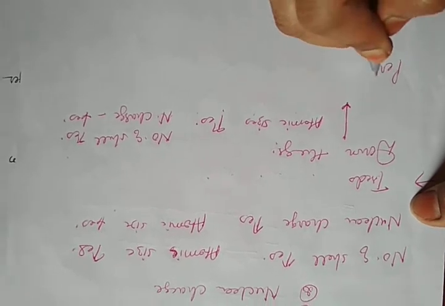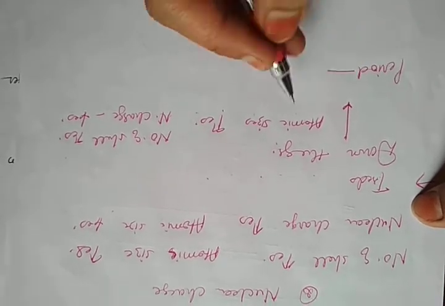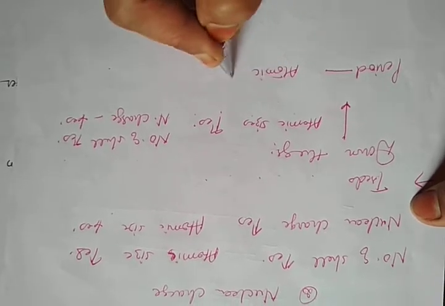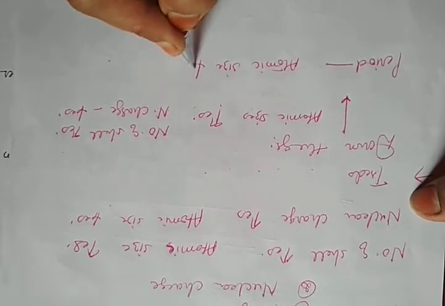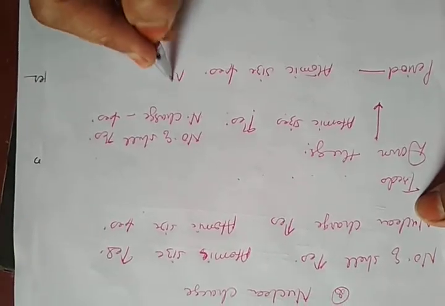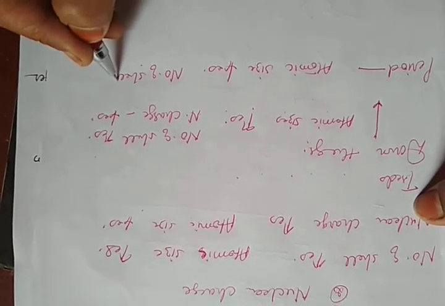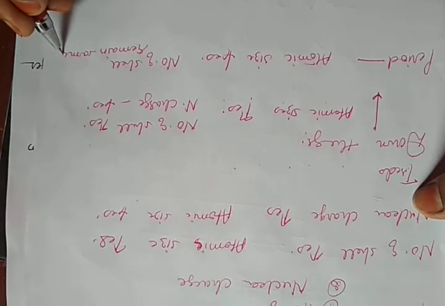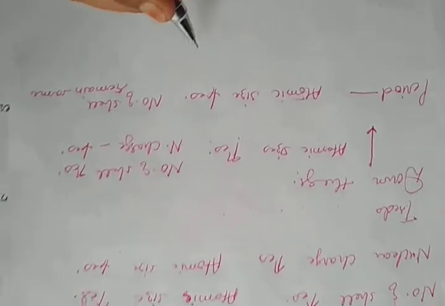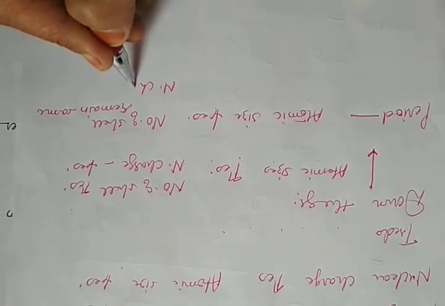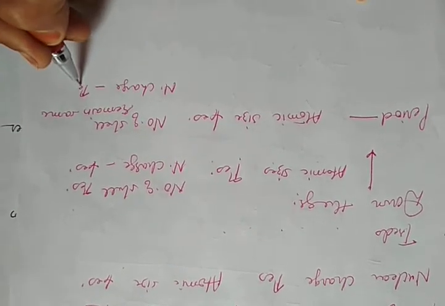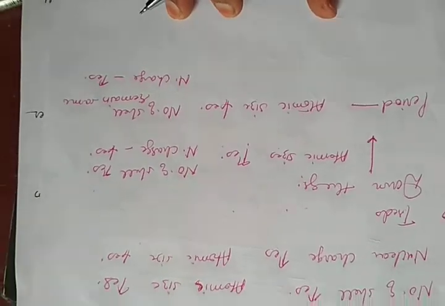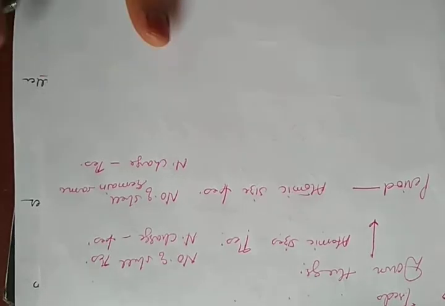Then across the period, it means when we move from left to right, atomic size decreases. Why? Because the number of shells remains the same and nuclear charge increases. Due to that, the atomic size decreases. The contraction in the atomic size takes place.